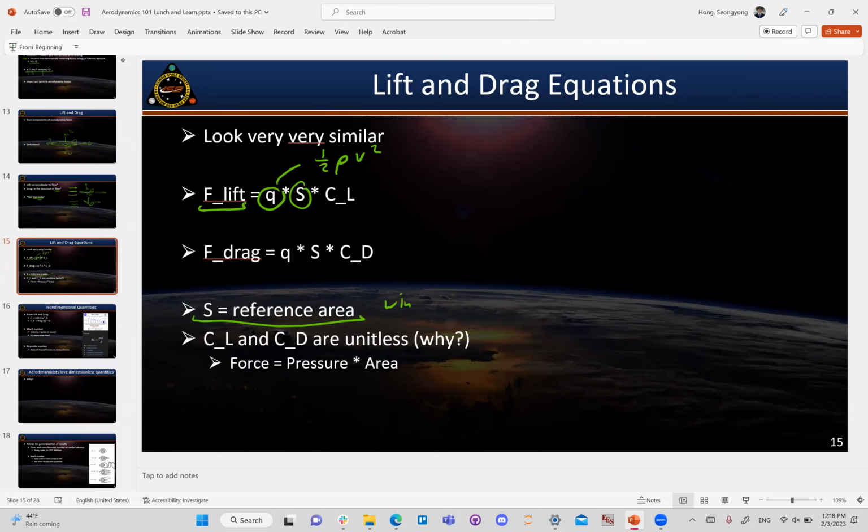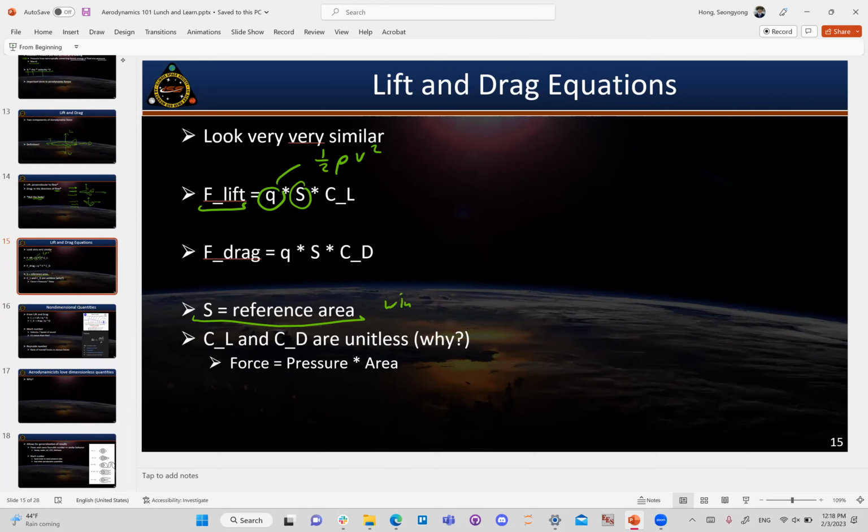Going back, you have the dynamic pressure, you have the reference area, and you multiply it by its coefficient: coefficient of lift for lift, coefficient of drag for drag. The equations look almost identical, except for those different coefficients. And you can see from the equation that CL and CD are unitless, because on the left-hand side you have force, and dynamic pressure is pressure, and then you're multiplying it by area. So that already gives you the right units. So CL and CD should not have units in them.